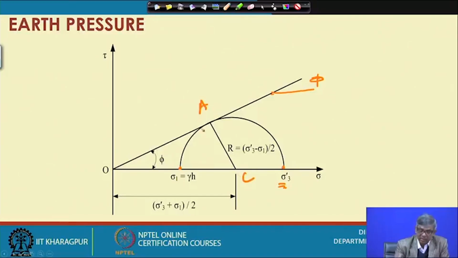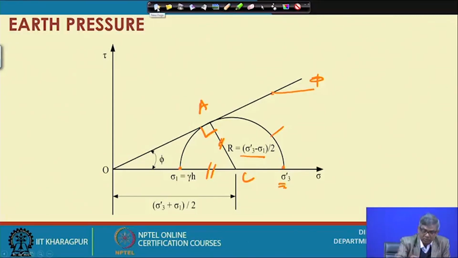If I take this triangle, again this is a right angle, and again I can write sin phi equal to this by this. This one equals sigma 3 dash minus sigma 1 by 2, and this will be sigma 3 dash plus sigma 1 by 2. So, it is almost similar. Only the sigma 1 and sigma 3 locations are changed. Now based on this I can write the expression for sin phi in terms of these, and then simplify and get the relationship between sigma 3 dash and sigma 1.